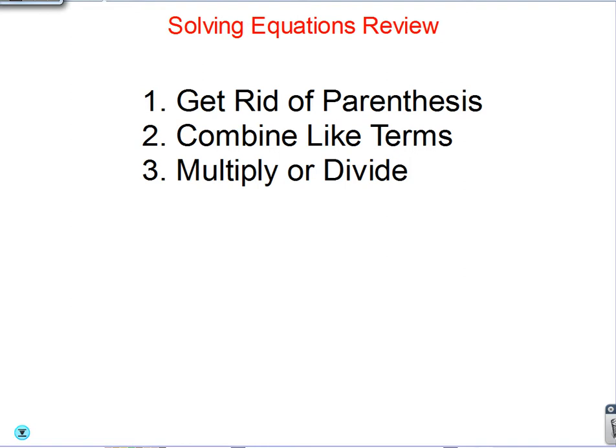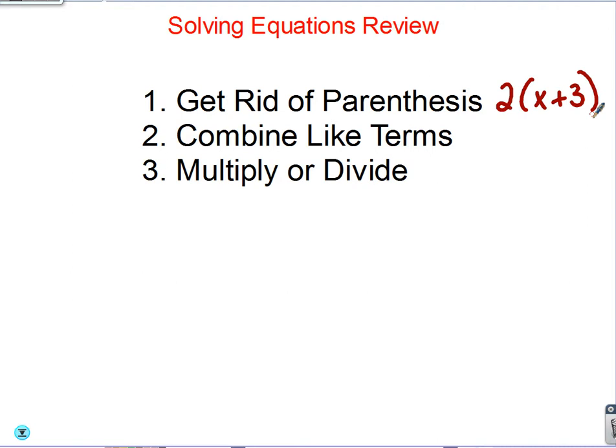Step number 1, and if you don't know this, you can write it down. Step number 1, you always get rid of parentheses. If you have a set of parentheses, let's talk about how you do get rid of parentheses, see if anybody remembers. Let's say you've got a 2 in front of parentheses and x plus 3 inside of parentheses. Does anybody remember the name of the property that we can use to remove those parentheses? Or do you remember how to remove them?